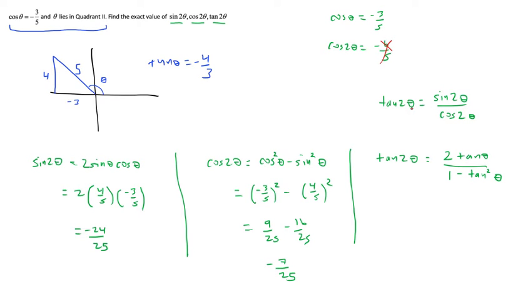So tangent of 2 theta then is going to equal sine of 2 theta, which I know was negative 24 over 25, divided by the cosine of 2 theta, which is negative 7 over 25. Of course, we never divide by fractions. We always multiply by the reciprocal. So the 25's do cancel out. Negatives also cancel out. Final answer here, tangent of 2 theta is 24 over 7.